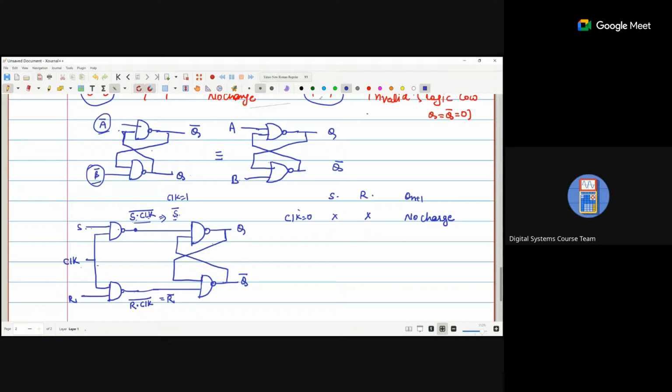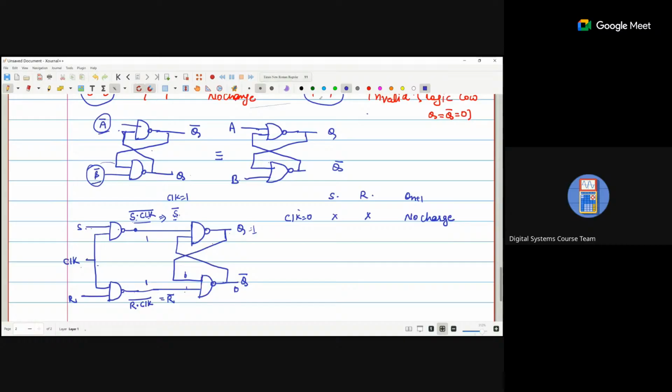If clock is 0, that means you apply any of the inputs, you are always getting 1 and 1. If Q is 0, 0 here, 1 here, you are getting 1. If Q is 1, so 1 goes here, 1 and 1, you are getting 0. So the state from the previous input will remain the same. No change, because your clock is 0.